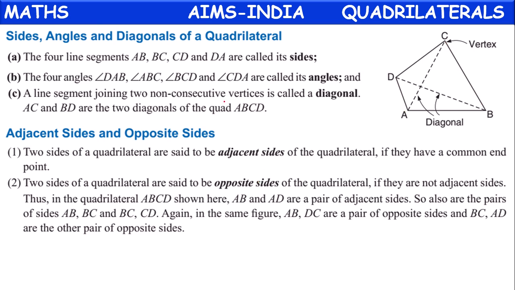In the quadrilateral, we will have adjacent sides and opposite sides based on the common endpoint. If they have a common endpoint, they are called adjacent sides. If they don't have a common endpoint, they are called opposite sides.